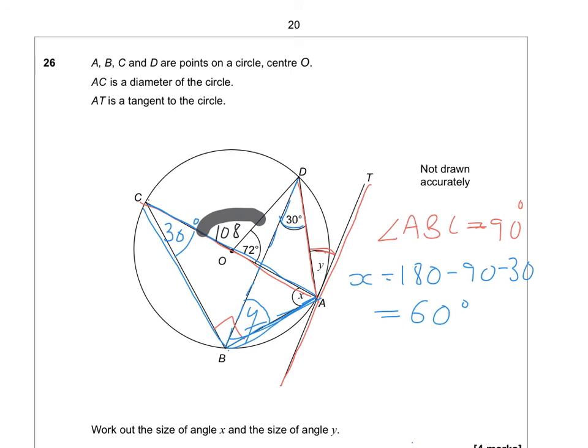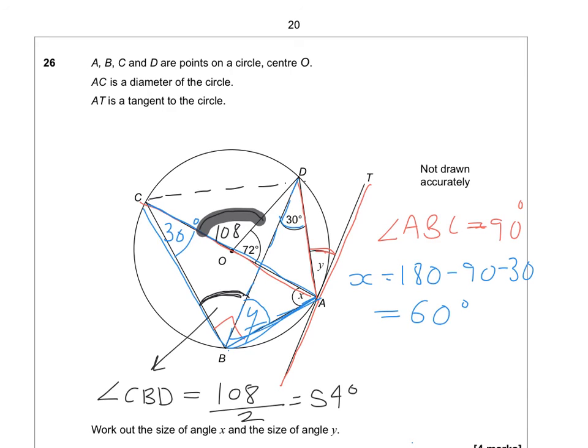And if we created a chord running across here, then if this is our angle at the centre, then this is our angle at the circumference. And we know that this angle here and Y together make 90 degrees. So this angle here, which I'm going to label angle CBD using the correct letters, is equal to 108 divided by 2, which is 54 degrees. So angle Y must equal 90 take away 54 degrees, which is equal to 36 degrees.